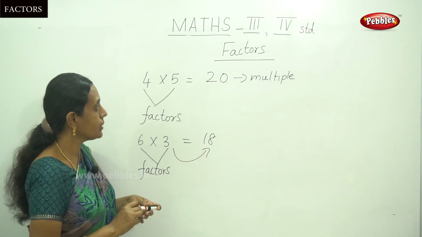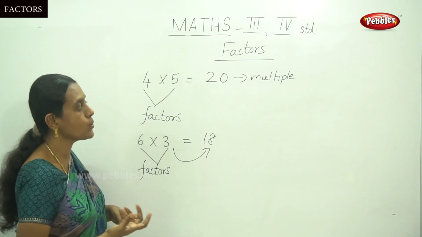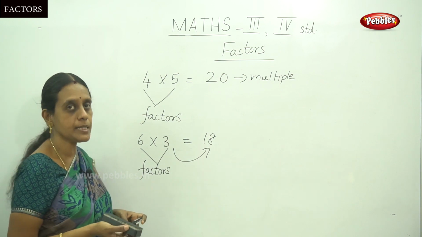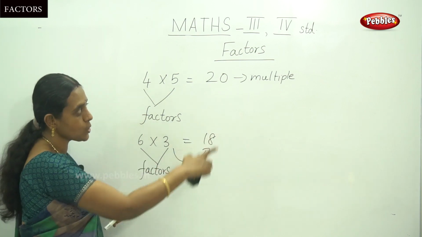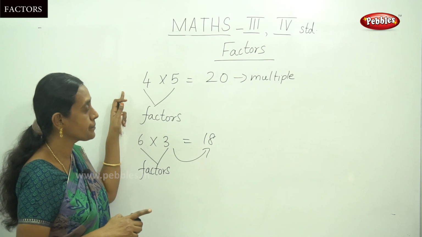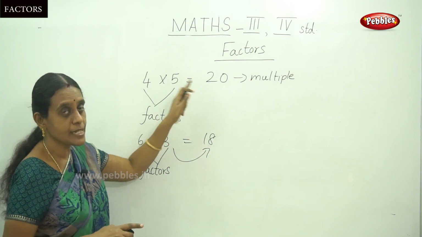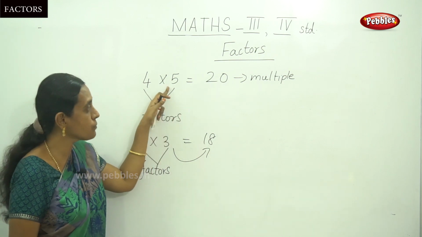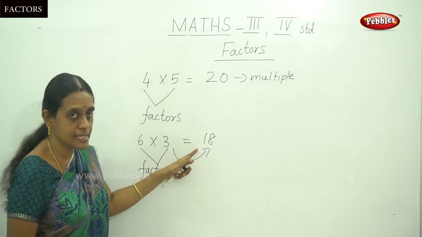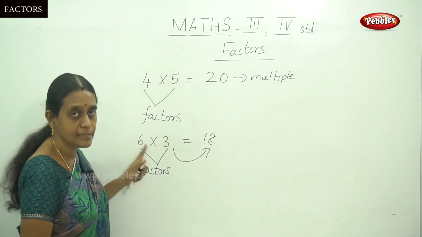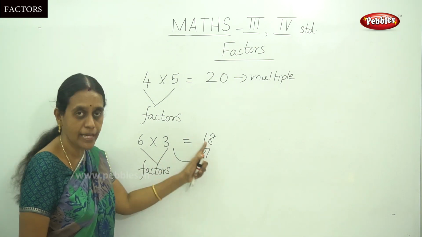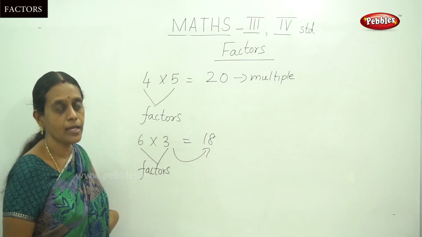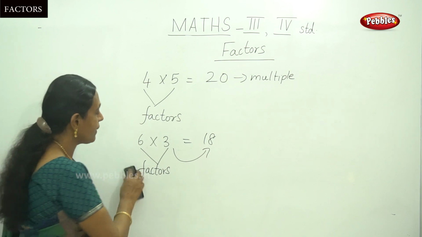Okay, so next one, that is facts about factors. We have discussed the facts about multiples, and now, do you understand what factors mean? For example, 20 has 2 factors: 4 is a factor of 20 and 5 is also a factor of 20. And for 18, both 6 and 3: 6 is a factor of 18, and similarly 3 is a factor of 18.